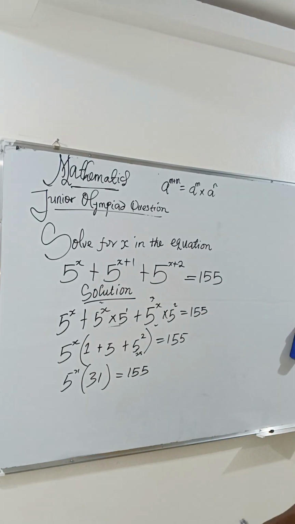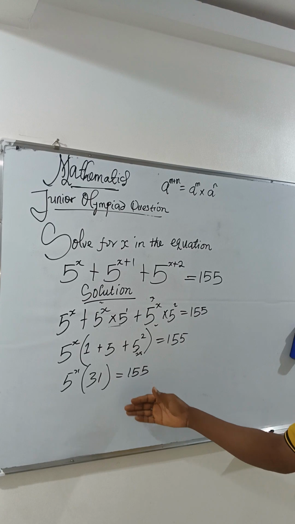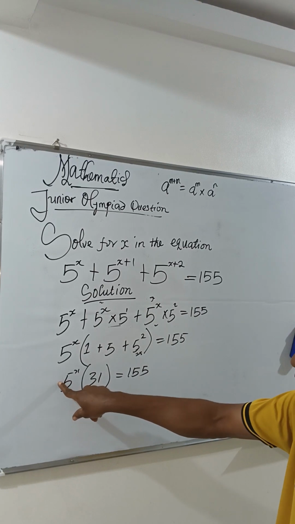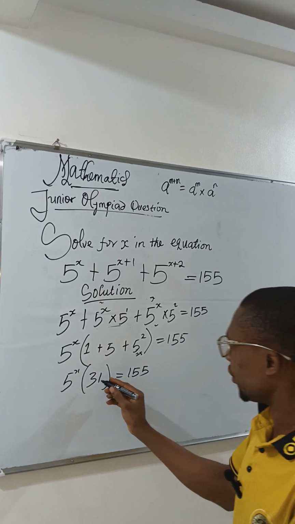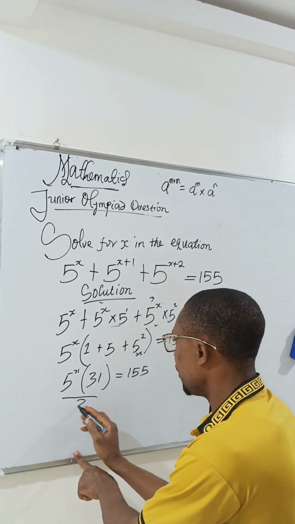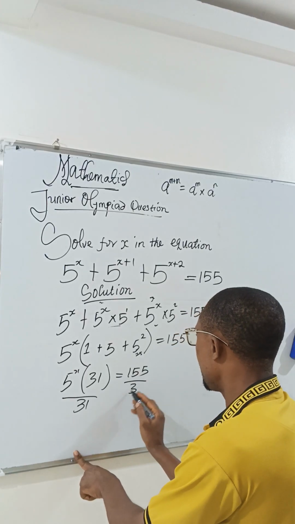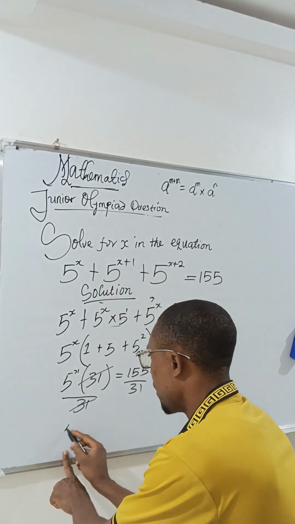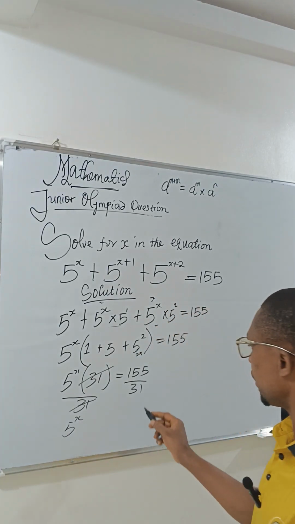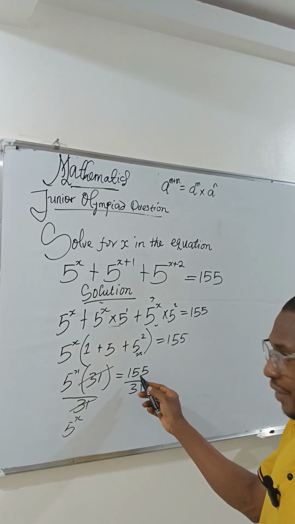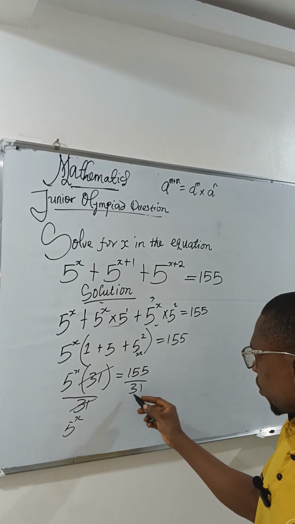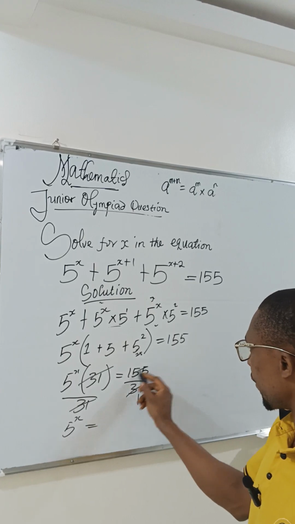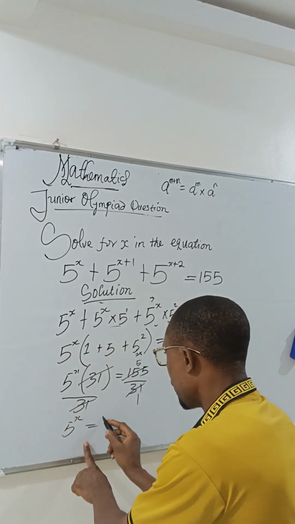I'm going to have 31 times 5 to the power of x equals 155. So the question is getting interesting. Now we divide both sides by the coefficient of 5 to the power of x, which is 31. We cancel this and I'll have 5 to the power of x. 155 is a multiple of 31, so if I divide it, I will have 5.